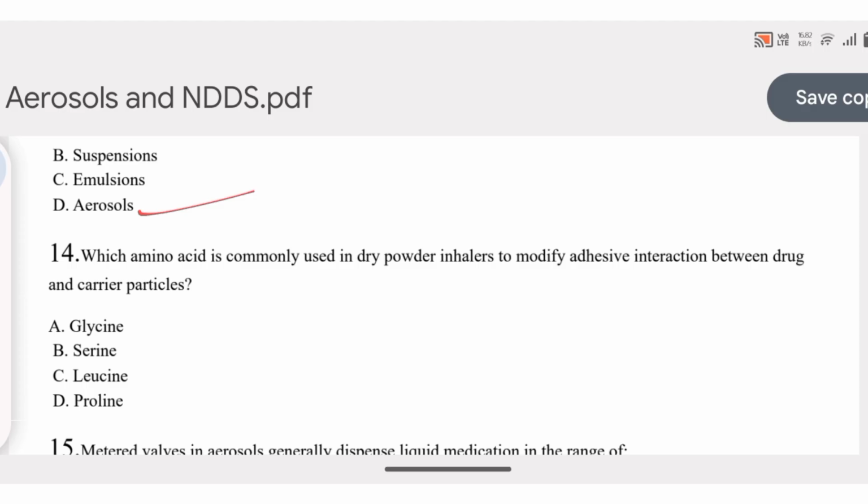Last two questions about the topic aerosols. Which amino acid is commonly used in dry powder inhalers to modify adhesive interaction between drug and carrier particle? It says adhesive, not cohesive, because adhesive means unlike particles attract, while cohesive means like particles attract. So the answer will be leucine, because it improves the powder dispersibility in the aerosol mixture and in dry powder inhalers. So the right answer will be leucine.